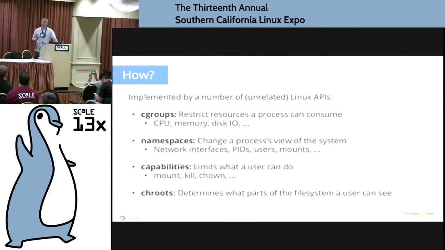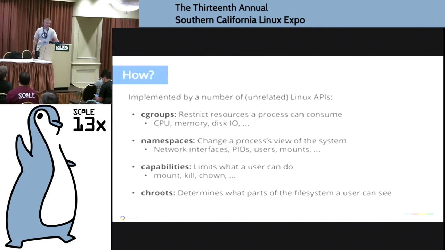Capabilities is the third set. Capabilities are a long-established Linux thing that lets you restrict what users can do. For example, you can take away the user's ability to mount file systems or kill other processes, those sorts of things. So you can sort of add or remove capabilities to processes to grant them extra privileges.